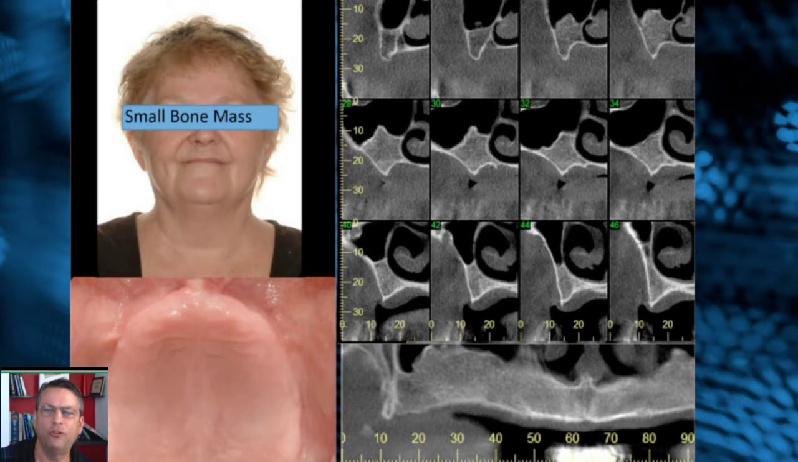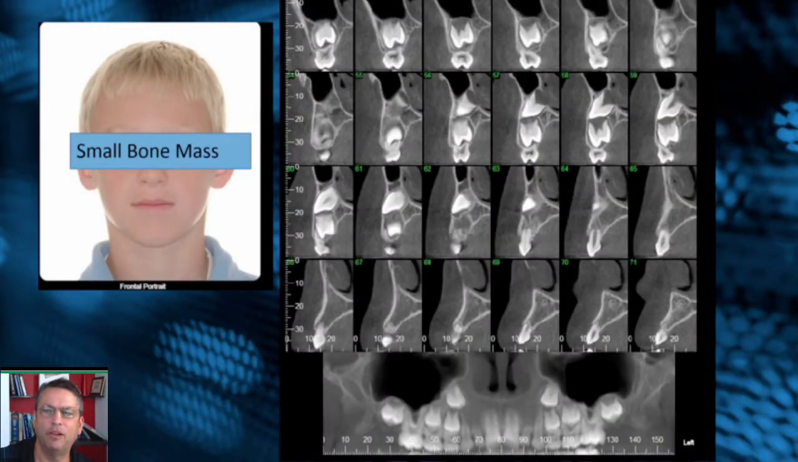The same thing goes with small children. You get small bone mass, and therefore you can really tone down or tune down your X-ray machine for a lower dose scan for these types of patients, because it doesn't take that much energy to record onto the sensor.